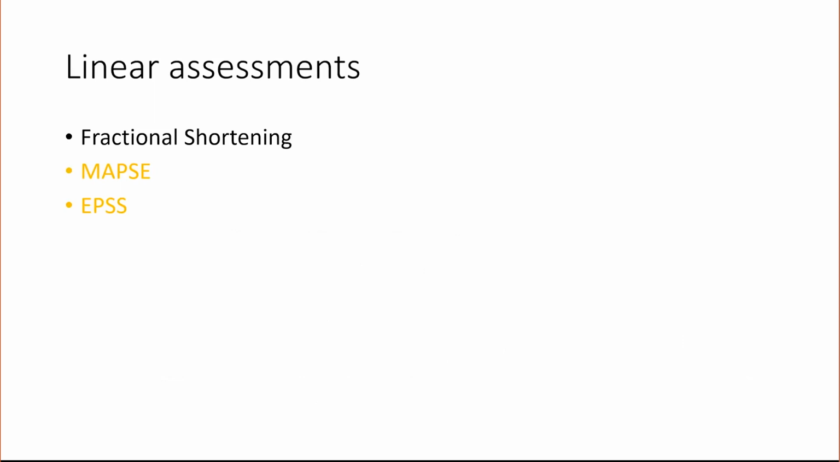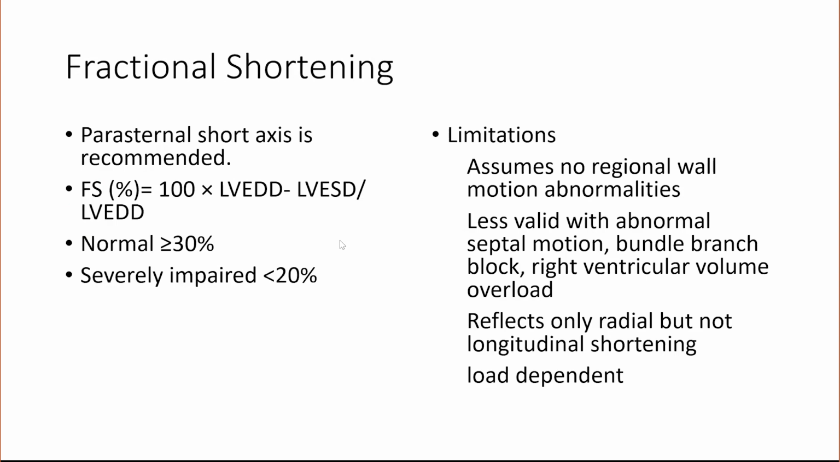Okay, so linear measurements are of three types: fractional shortening, MAPC, and E-point septal separation. We're concerned about fractional shortening, but we'll touch a little bit on the MAPC and the EPSS. So what is fractional shortening? The math is pretty simple: left ventricular end diastolic diameter minus left ventricular end systolic diameter, divided by left ventricular end diastolic diameter. Normal is more than 30%, and when it is less than 20%, it's severely impaired.